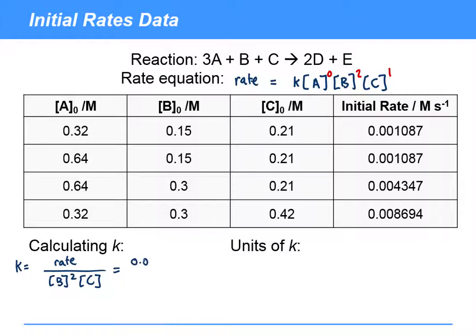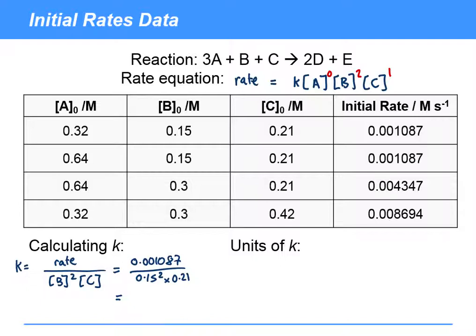So I'll just use the first row, so 0.001087 divided by B squared, which is 0.15. You can use, of course, initial concentrations because they're just examples of concentrations, so anything should work. This should hold for any combination of concentrations and rate.